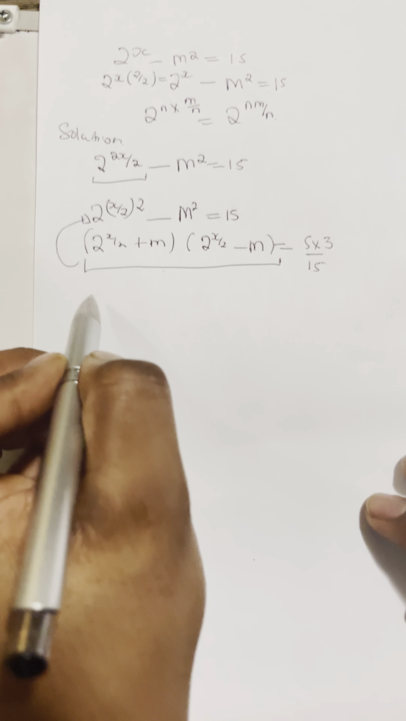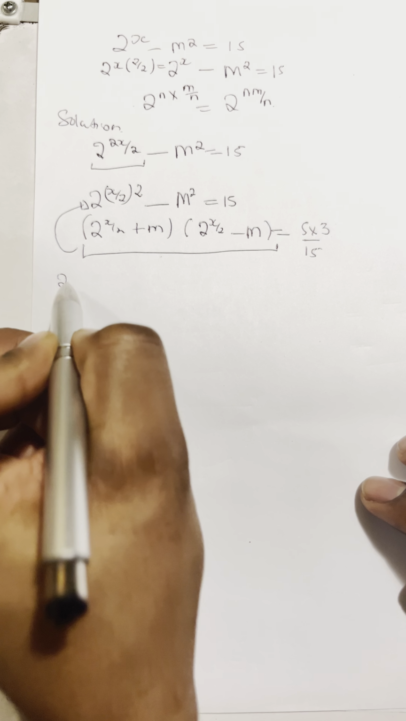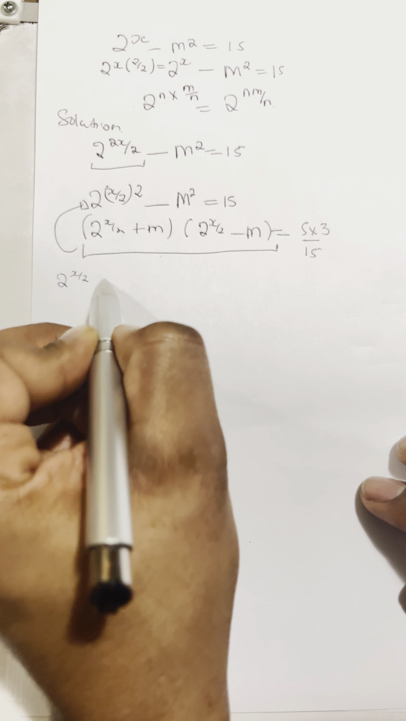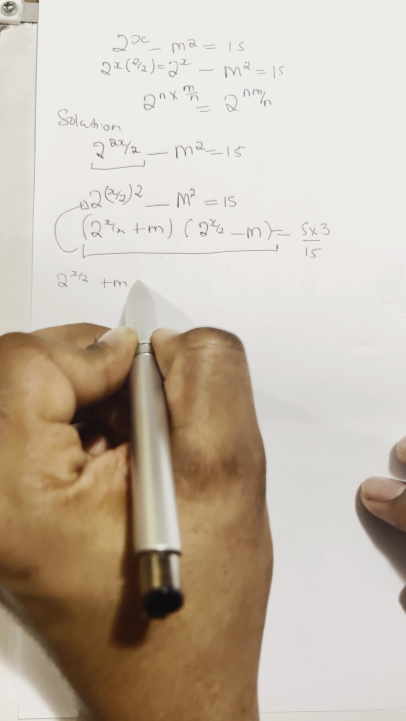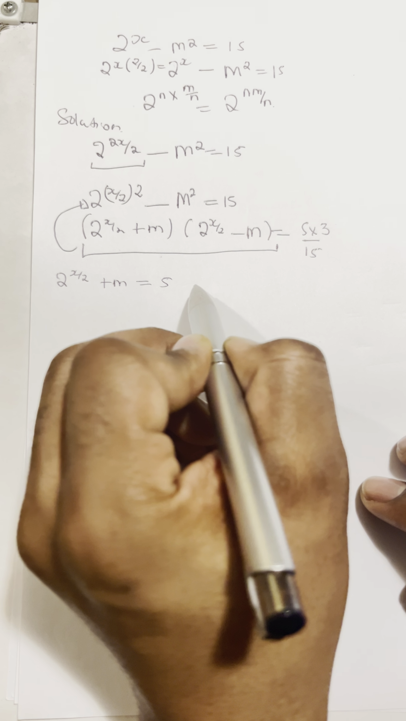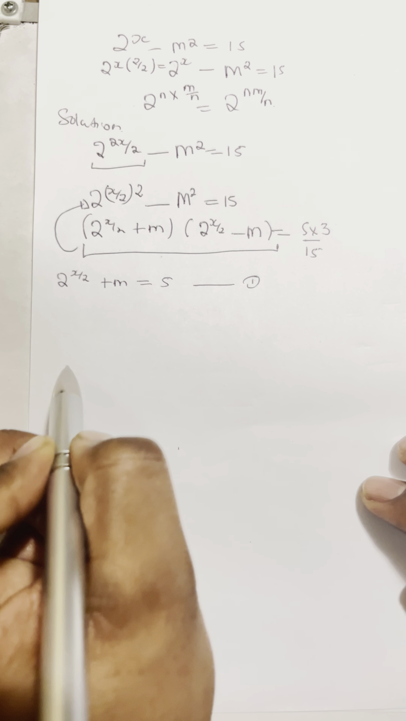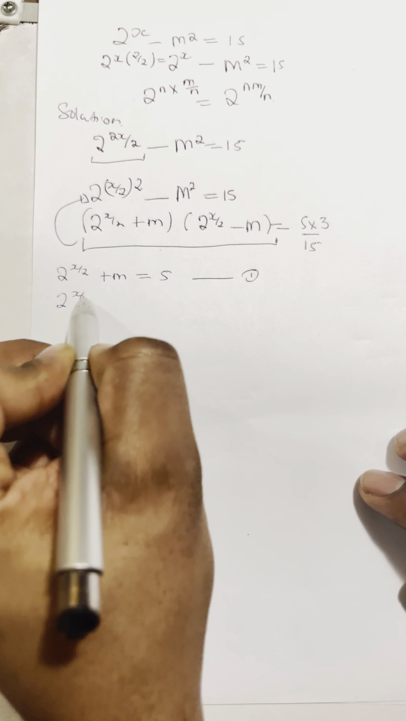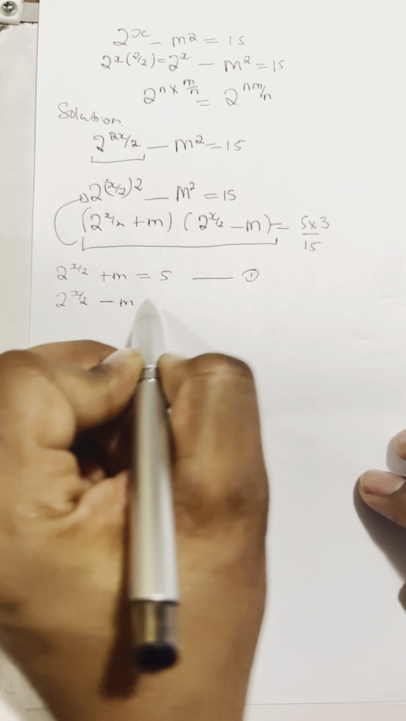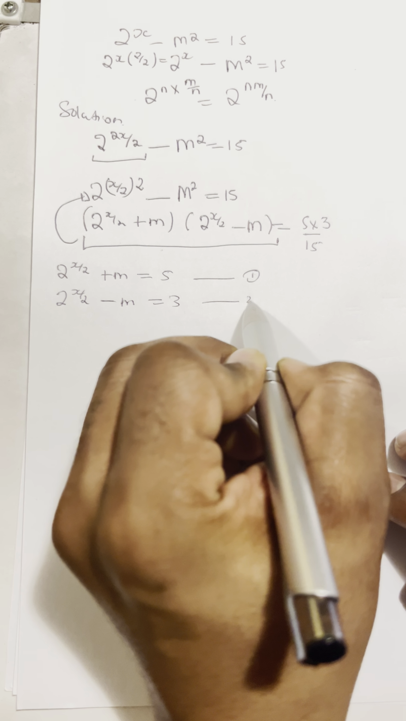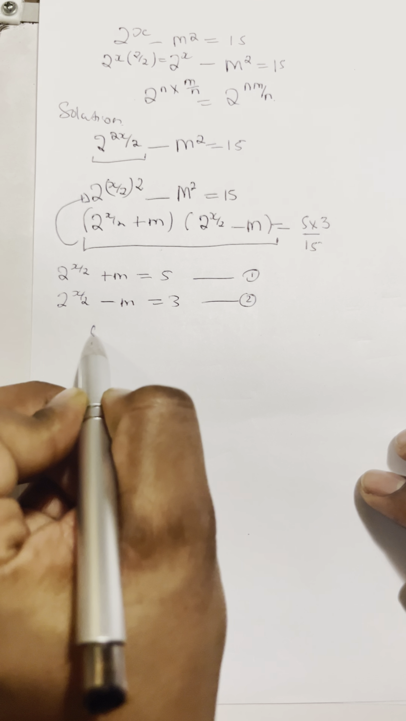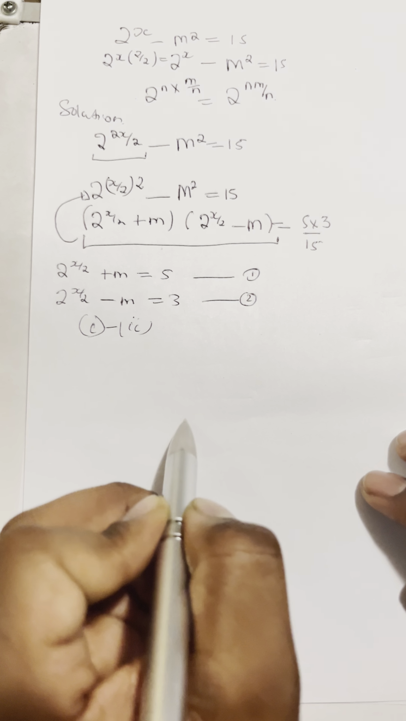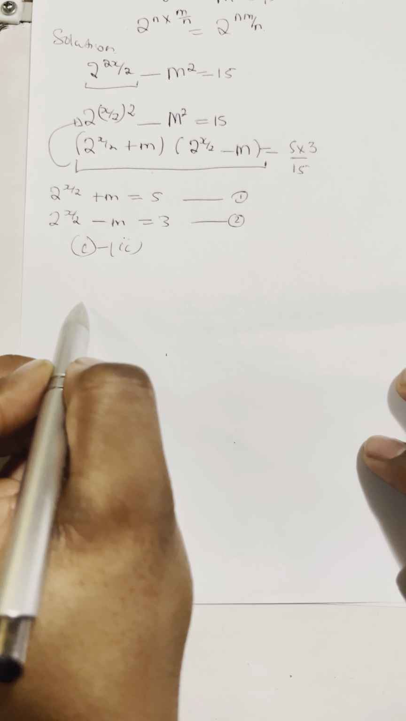We're going to say 2^(x/2) plus m is equals to 5. Say equation 1. We're going to say 2^(x/2) minus m is equals to 3. We say it's equation 2, equation 1 minus equation 2. Okay, let's go forward now.